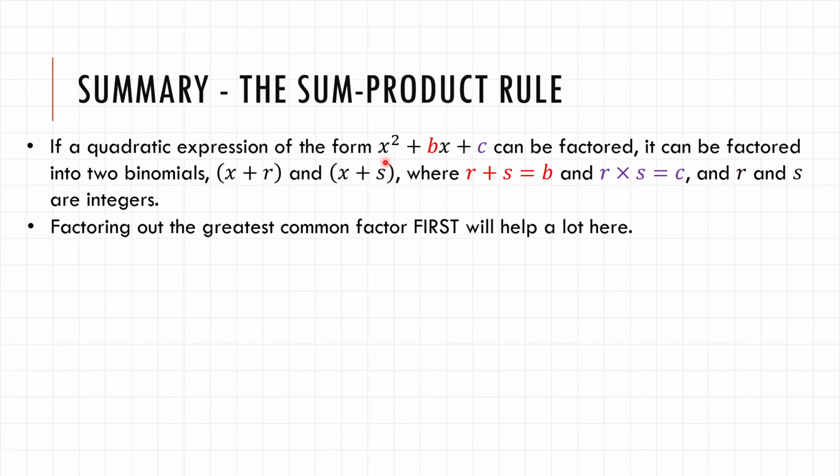Now, if you do have a number in front of the x squared term, that does kind of throw a wrench in the works, but you're not totally out of luck. In fact, you could just factor out the greatest common factor first, and that might make your factoring of the quadratic a lot easier.